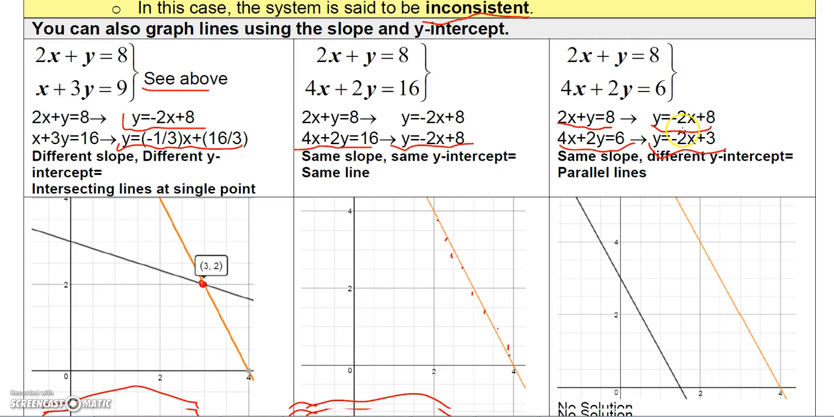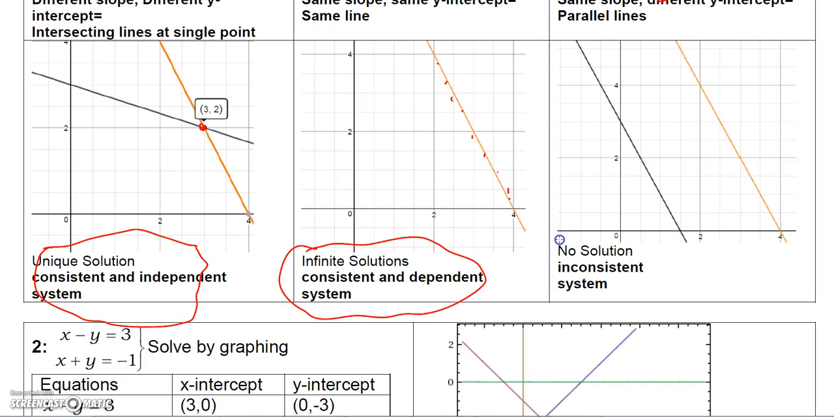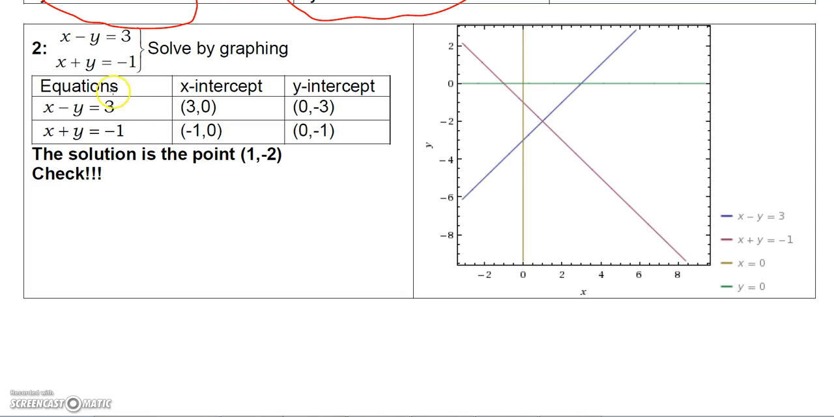Okay, well, these two lines have the same slope, but they're different intercepts. One intercepts way up here at 8, and the other intercepts right here at 3. And then when you draw the lines, you get parallel lines. In that case, there would be no solution since there's no point of intersection, and we call that an inconsistent system.